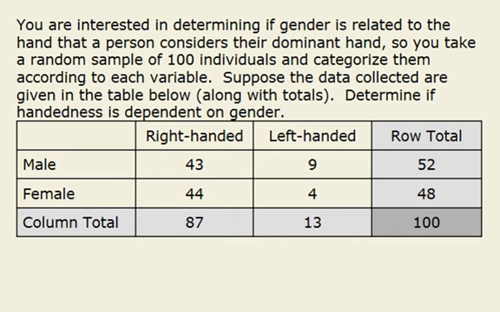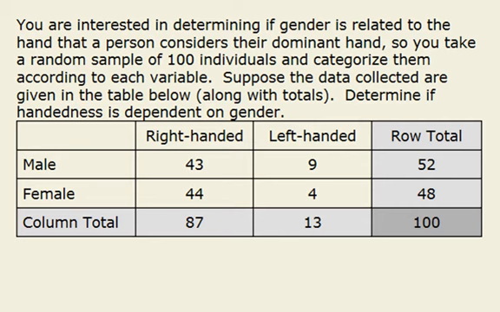You are interested in finding out if gender is related to the hand that a person considers their dominant hand, and so you take a sample of 100 individuals and categorize them according to each variable, male or female, right or left-handed. We have the table giving our data along with some totals, and we want to determine if handedness is dependent on a person's gender.